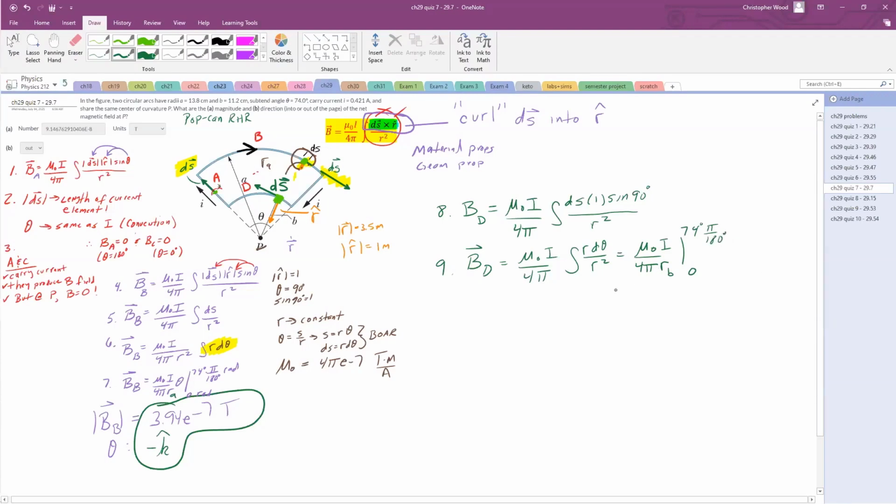Okay, and then you're going to get an answer. You're going to get BD equals some answer, and you're going to do the right-hand rule. You should satisfy yourself that the direction you get when you curl ds into r hat is positive k. So that's not negative k, it's positive k. Let's finish up this problem.